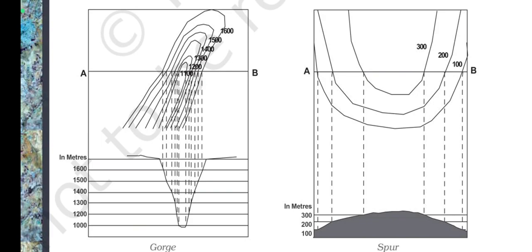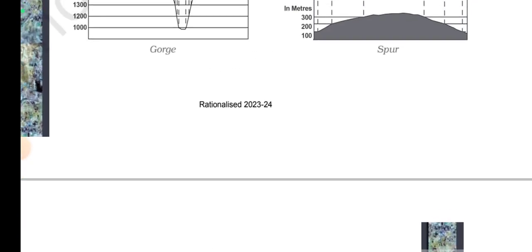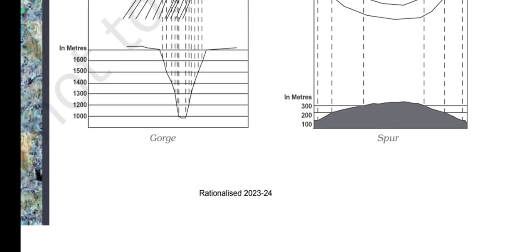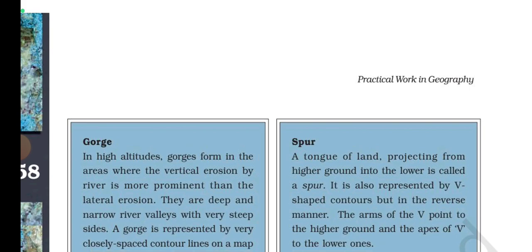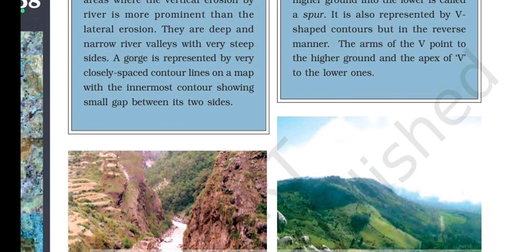It is a spur. Okay, so it is a projecting land from high ground to lower ground. Projecting from high ground to low ground is called a spur. Okay.